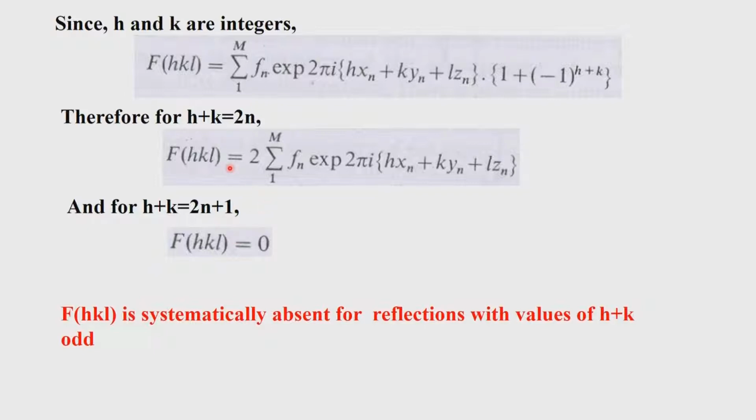So, what is very interesting here? What is very interesting is the fact that if we have a C centered lattice, the presence of the C centered lattice will give us what we call systematic absences, and those systematic absences occur when h plus k is equal to 2n plus 1. So, let us take a few examples and see how this happens.